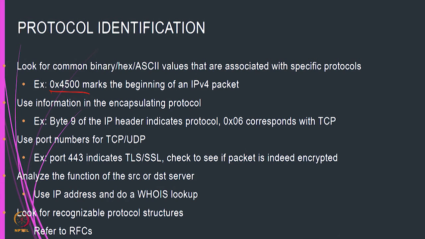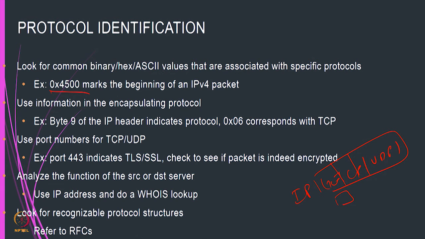Here are some ways in which a protocol can be identified. One is to use information in the encapsulating protocol. For example, if the standard says that IP can encapsulate TCP or UDP, and others also, but for the time being these, then one of the fields within the IP packet will identify whether it is a TCP packet or a UDP packet. You can observe this in WIRESHARK. I think we showed one example of a UDP packet in WIRESHARK.